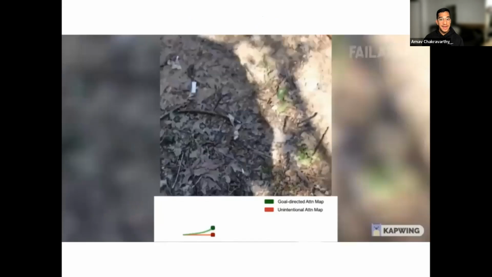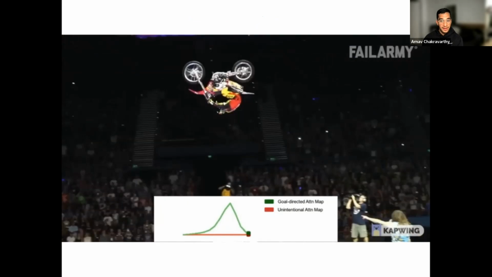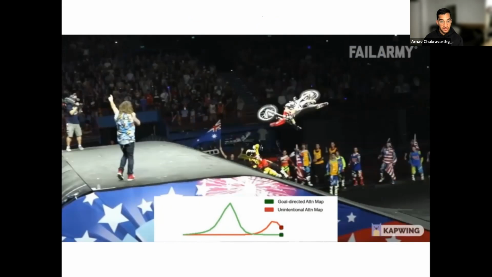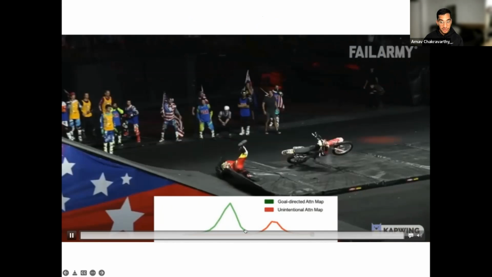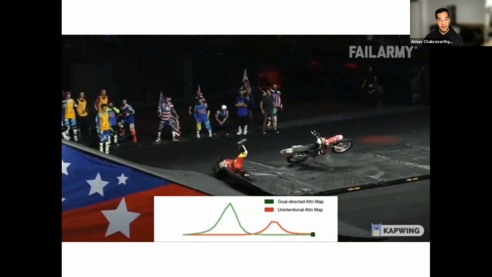Here, our model predicts the goal to be jump bike and the unintentional to be fail landing. The green line corresponds to the goal-directed attention, and the red is the unintentional attention. Spikes in any of these attentions correspond to goal-directed or unintentional activity taking place.